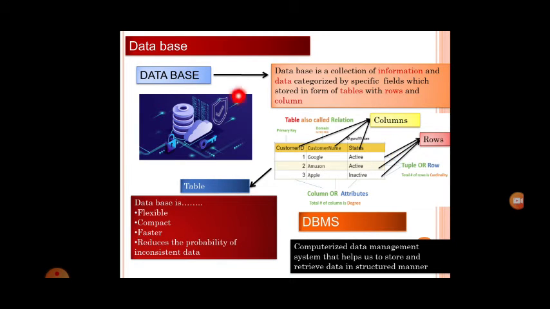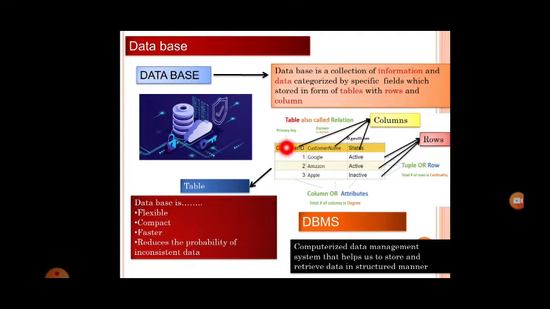Let us continue with the database. So let us see what a database is. A database is a collection of information and data categorized by specific fields, which are stored in the form of tables with rows and columns. So what is a database? It is a collection of information and data categorized by specific fields, stored in the form of tables with rows and columns.